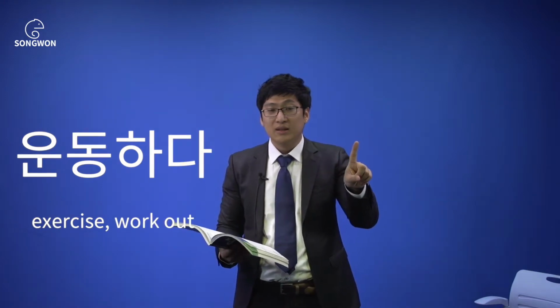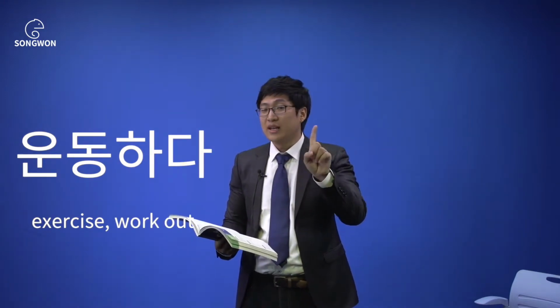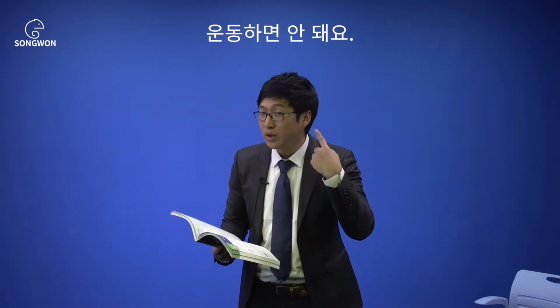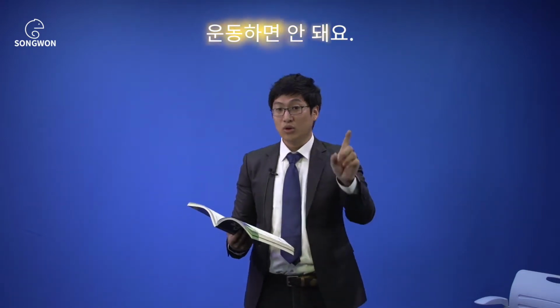Last one, 하다. 하다 words, they are no bottom words, right? They don't have bottom letter before 다. They all finish with 하. So we want to think, oh, it's no bottom letters. So for example, exercise 운동하다. You shouldn't exercise. How do you say that? 운동하면 안 돼요, right?